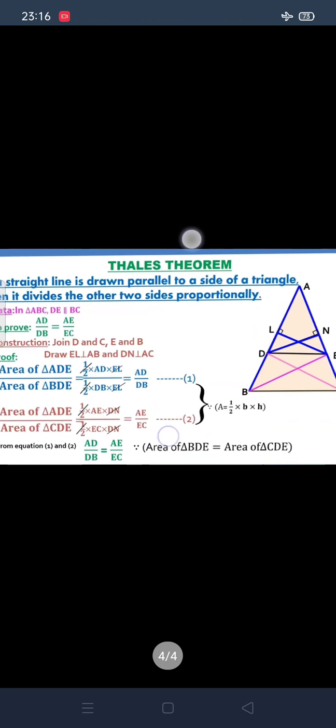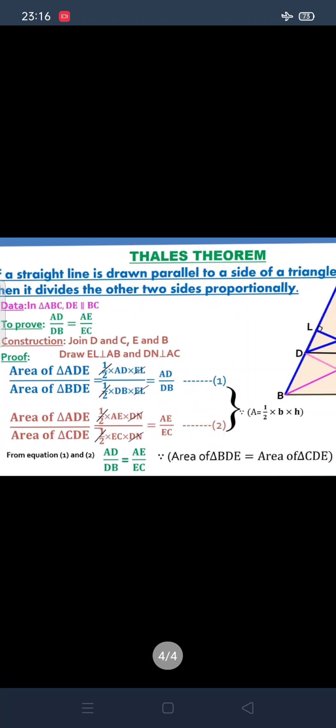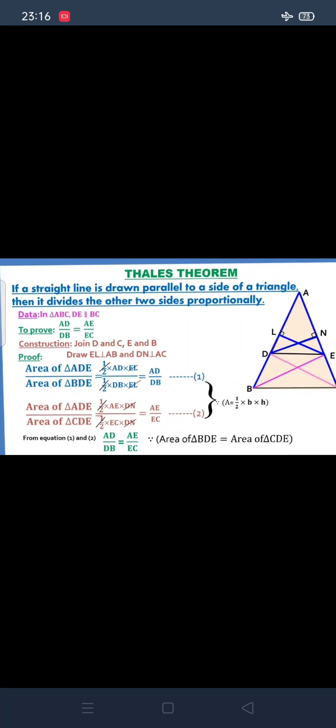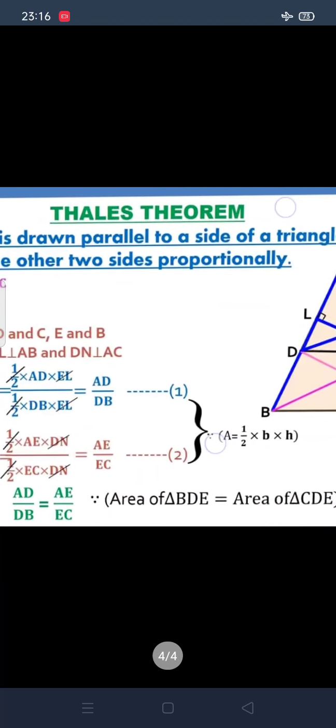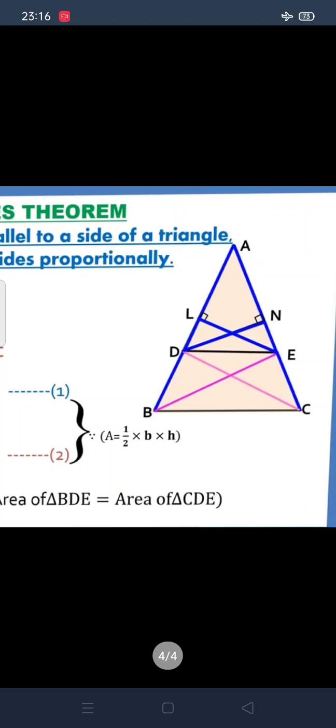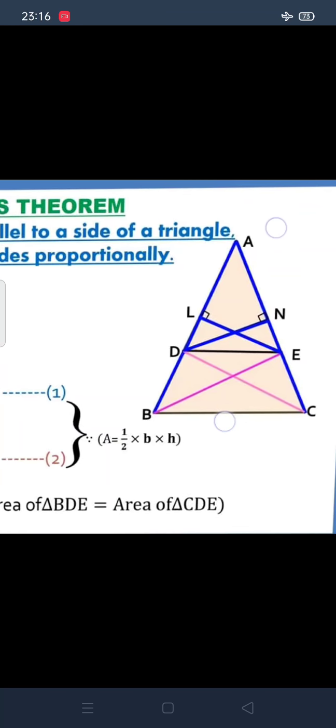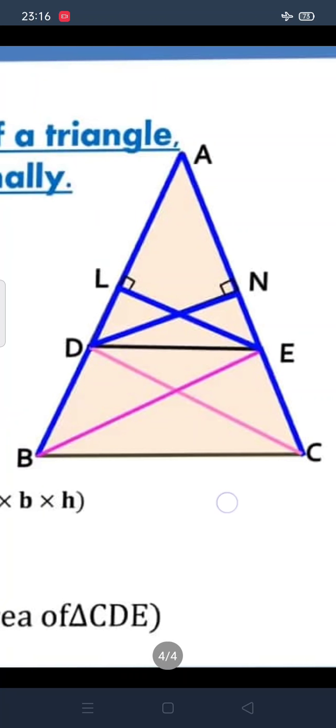Okay, children. So let's first read out the statement of this BPT, which will help us understand the activity better. What does the theorem state? Look at this triangle. This is a triangle ABC, and you can find a line DE, which is parallel to the base of the triangle, BC.